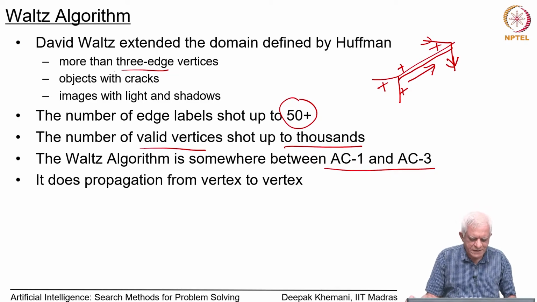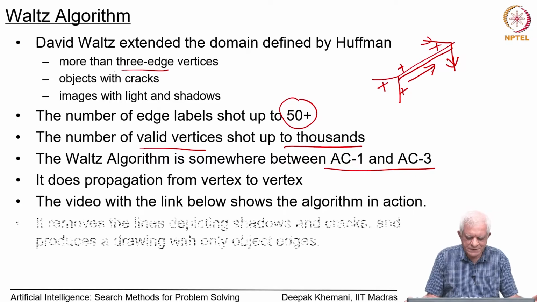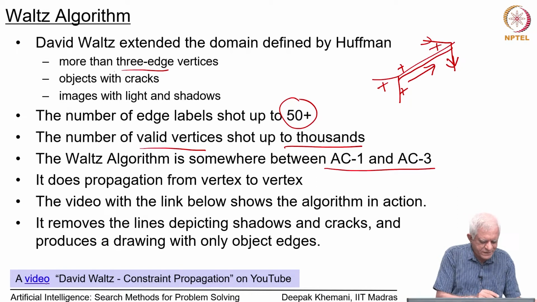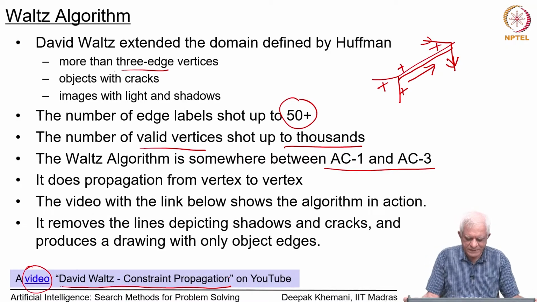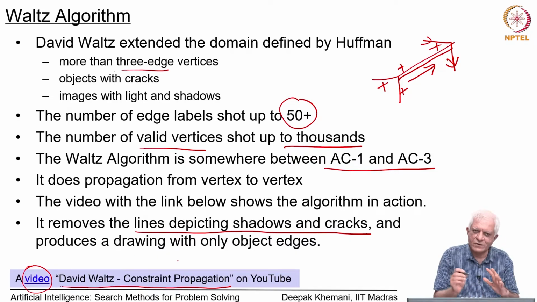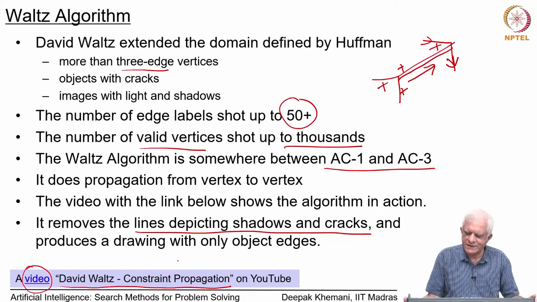We will not go into the details, but I will give you a pointer to a video which is available on the net, which shows an animation of Waltz's algorithm. There is a clickable link here, but otherwise you can go to YouTube and search for David Waltz constraint propagation. In this video, it looks like a jumble of lines to start with. It removes the lines depicting shadows and cracks and produces a drawing with only object edges. So, the original task which Huffman had posed, is there some real physical object in the line drawing? He solved it, but not just for trihedral objects, but for objects which were more complex as well.